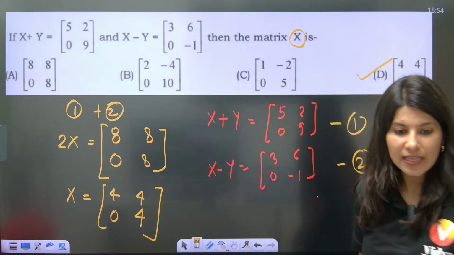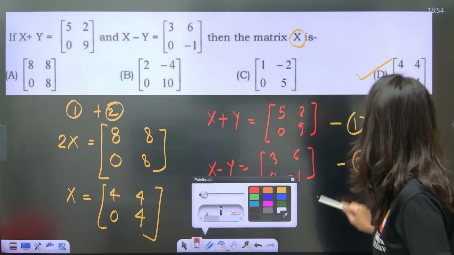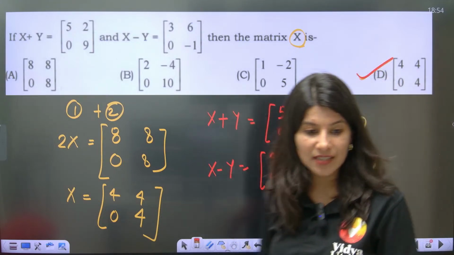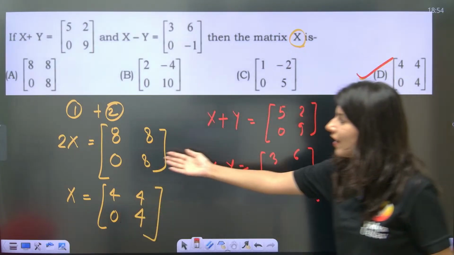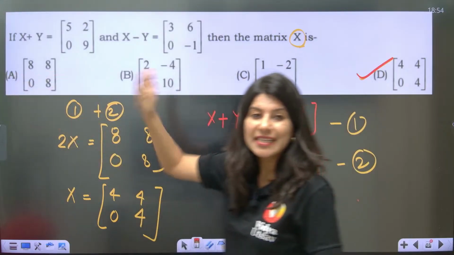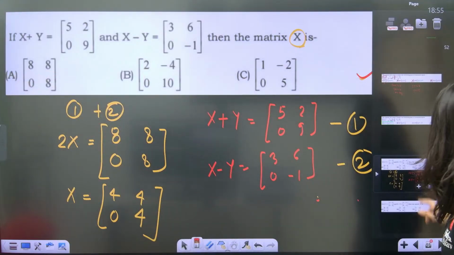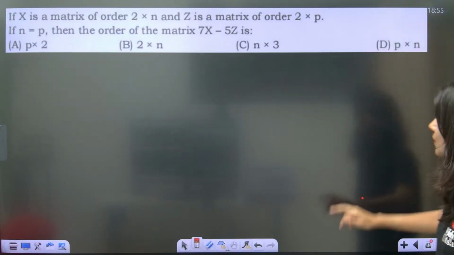Anybody saying A? No, right? I hope you are not making silly mistakes. Everybody is remembering that we have to divide by 2. Otherwise, some students might make a mistake in a hurry. Do not make silly mistakes. Next question.